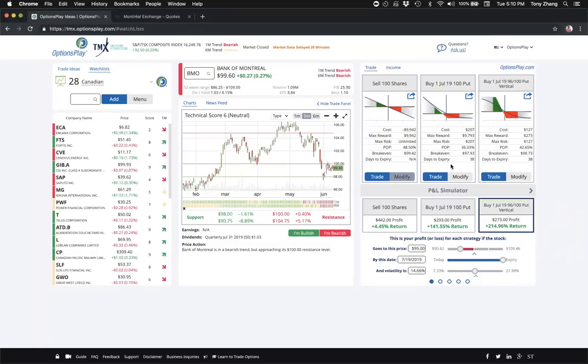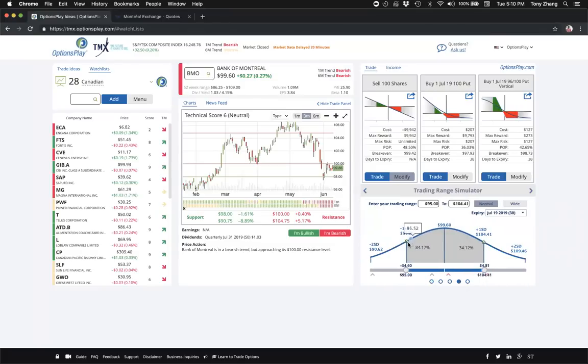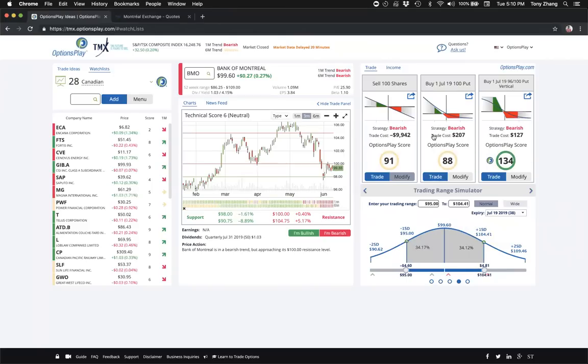What's more realistic is expecting that BMO is going to trade within an expected range. For the July 19th expiration, we really expect BMO to roughly be between 95 and 104. And that's really where this green and red comes from. What we're calculating is the risk reward between 95 and 104, recalculating the risk reward ratio based on the expected trading range. And that's what the Options Play score is. For any strategy that you type in, it'll instantly recalculate the score for you based on the expected trading range and give you an actual risk reward ratio that you can look at, and it's normalized for you and color coded so that you don't have to necessarily remember or memorize anything.